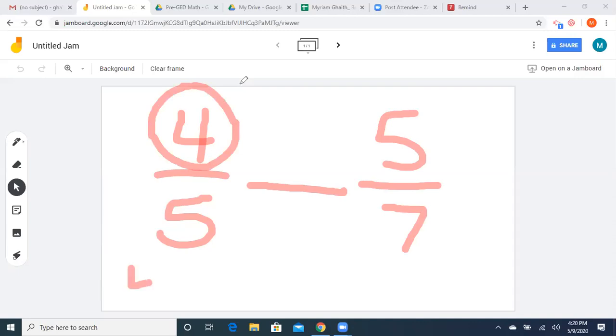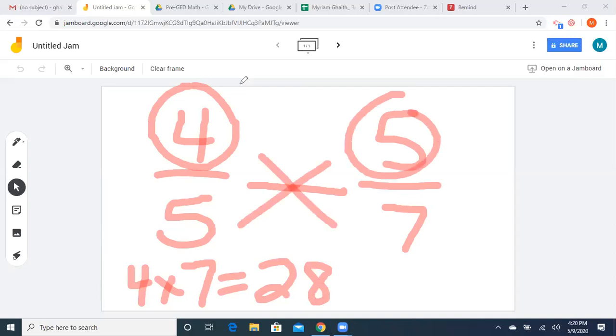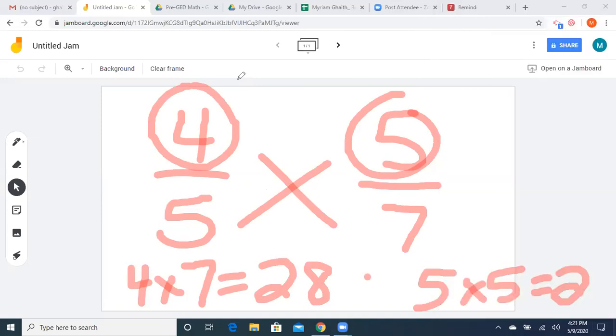4 times 7 equals 28. Good. And then we're going to do this side, and we're cross multiplying, remember. 5 times 5 is 25. So again, we're starting here. When we did 4 times 7, this is going to be our first fraction.